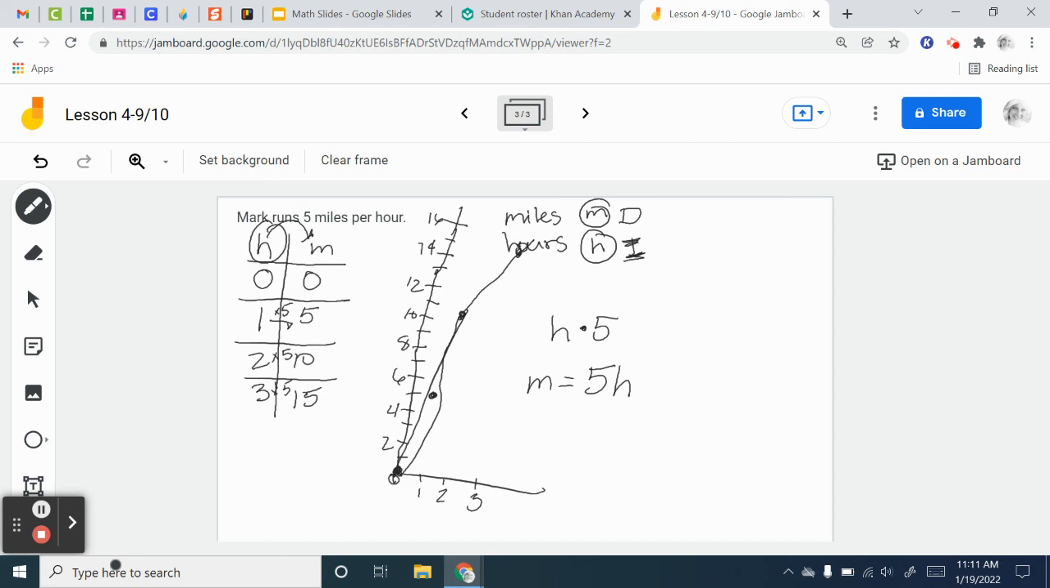So you can see how figuring out your variables, finding the pattern, using it for a table and a graph can help you to get your equation.